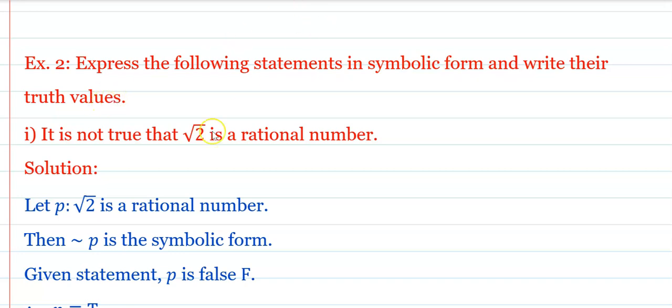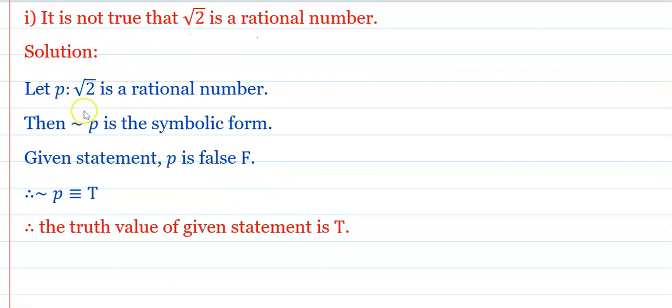Okay, आता इथे truth values आपल्याला लिहायचे आहेत. It is not true that root 2 is a rational number. Okay, first काय consider करणार? P म्हणजे काय? The root 2 is a rational number. Again, we have given that it is not true, that means what? The negation of P is the symbolic form.